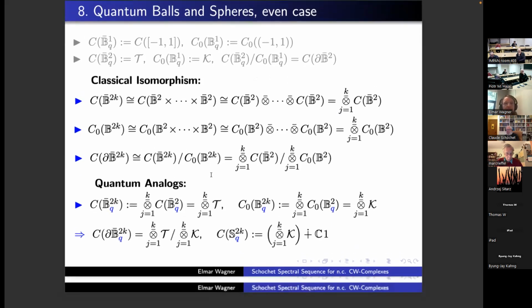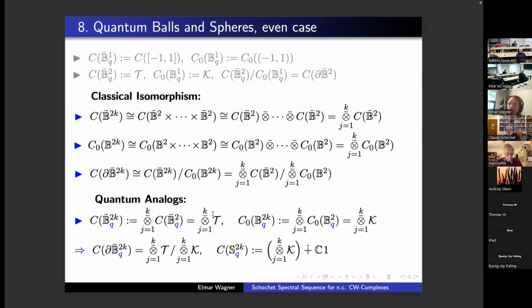Now, the quantum analog: since we have the non-commutative disk, we have an easy way to get an analog. We take as a 2k, the even-dimensional balls, just the tensor product of k Toeplitz algebras. It's nuclear, so there's no problem with the tensor product. And the inside is the tensor product of the compacts. Of course, it's just one copy of compacts. So if we take the boundaries, then taking the tensor product of the Toeplitz algebras, dividing out the compacts, that's our restriction to the boundary.